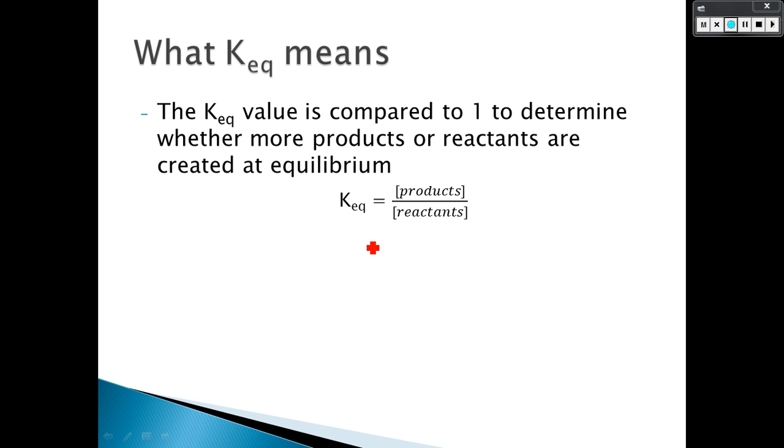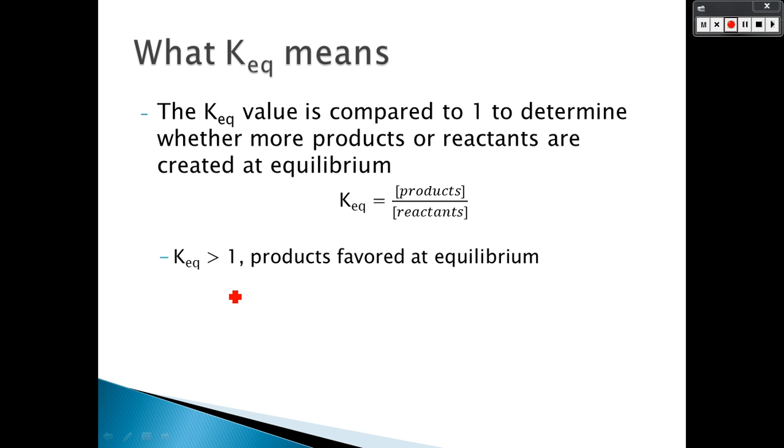So let's look again at this general equation, products over reactants. So if Keq is 1, that would mean the concentrations here are exactly equal to the concentrations here, which would give you a value of 1, right? It would have to be something divided by the exact same thing, meaning identical concentrations. So you'd have the same amounts.